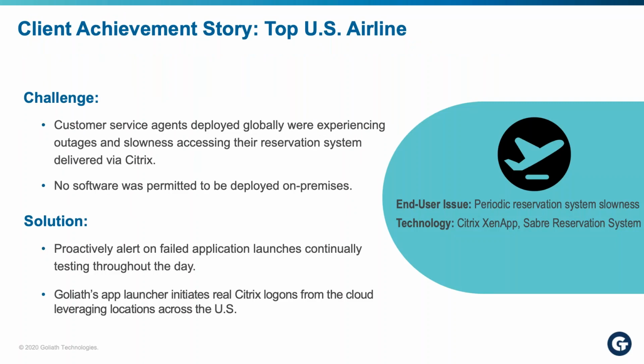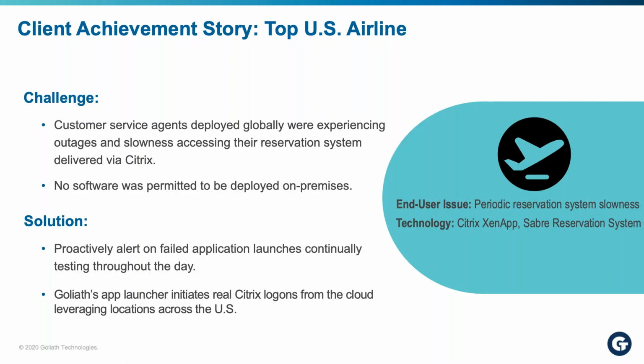I mentioned one of the use cases is remote locations. So one of our customers is a top U.S. airline, and they came to us because they were experiencing slowness in their reservation system. And in some cases, there were even outages. And they have reservation specialists scattered throughout the United States, as well as in Europe. They needed to be proactively alerted anytime that reservation system, which was Sabre, being delivered through Citrix, was slow or not available. The other key aspect here is they did not want any software deployed on premises. Everything had to be cloud-based.